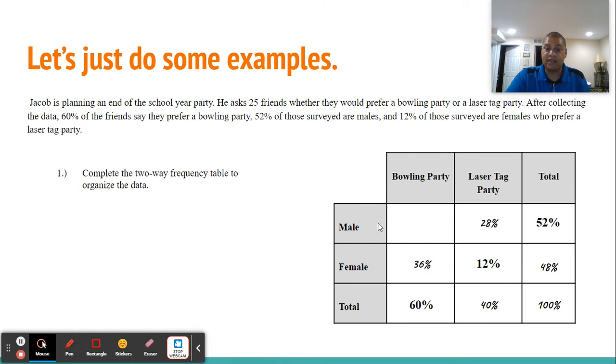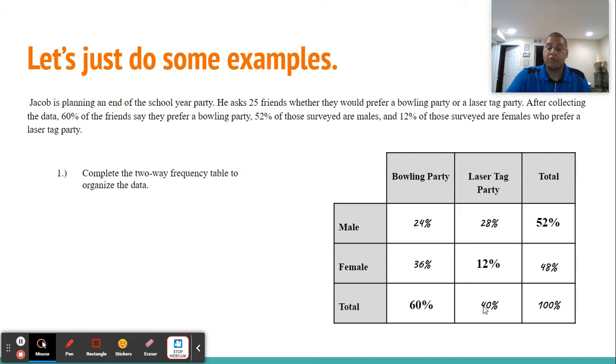And then all that's left is the males who just want to bowl. And I can do that in either direction. I can do 52 minus 28. I can do 60 minus 36. Guess what? It's going to work either way and give me 24. So we've now filled in all the parentheses, the percentages. And if you need to pause the video, now's probably a good time. Make sure you have that all copied down.